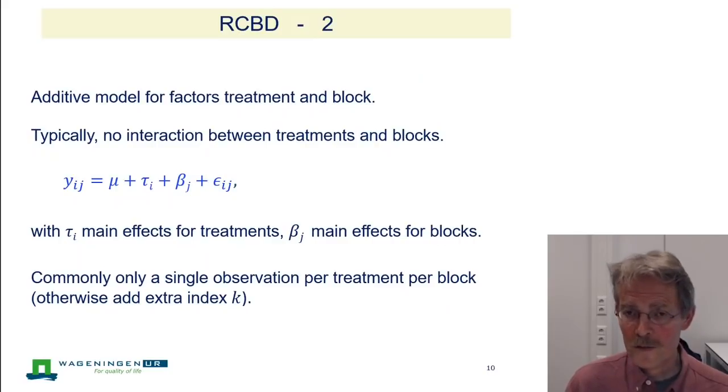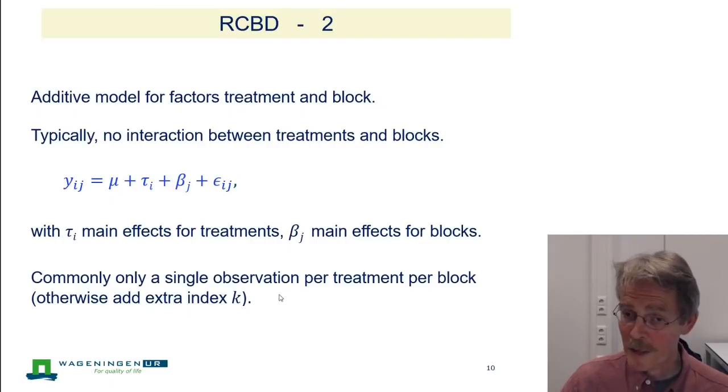The model, nothing new there, basically. You have the Yij here on the left. That's the yield for the ith treatment, that's the ith type of potato, in the jth block. And we write it as a base level plus a treatment effect tau i, a block effect beta j, and the usual error terms epsilon ij. So it's tau because it starts with a t from treatment, and it's beta because it starts with a b from block.